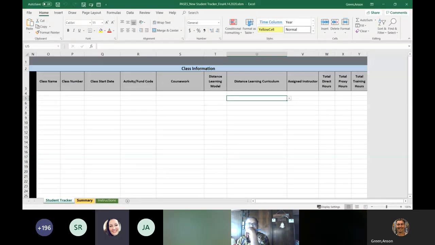And I did also include an activity or fund code. And Anson, if you'll click on the instructions real quick, I wanted to just go over that piece here.